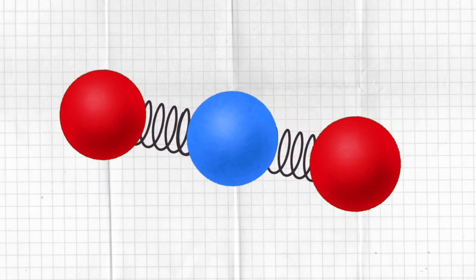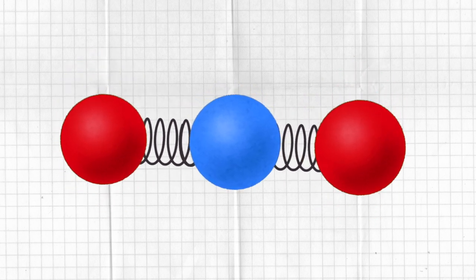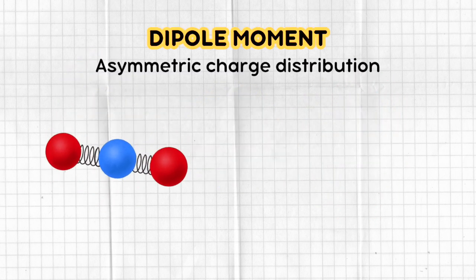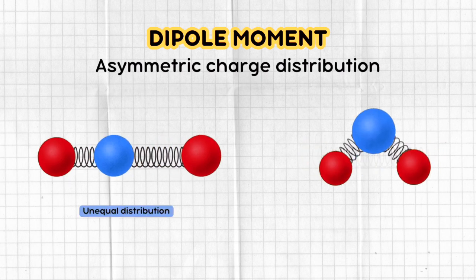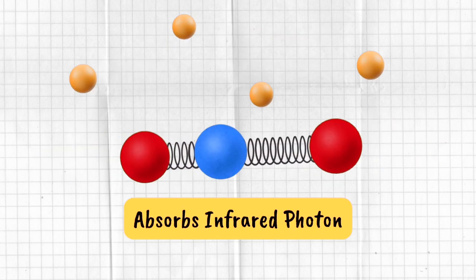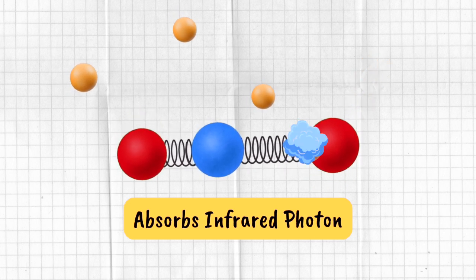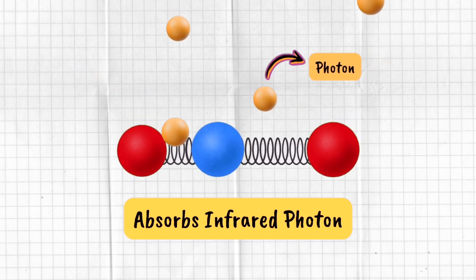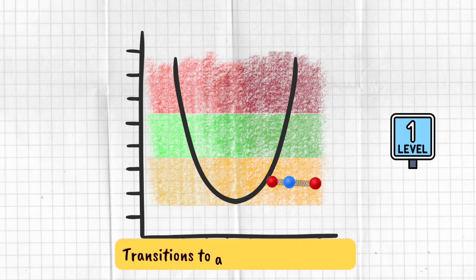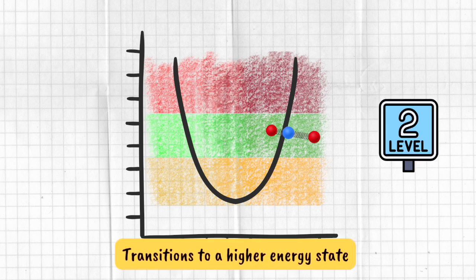These vibrations can sometimes create a dipole moment in a molecule, altering the molecule's charge distribution. In CO2, asymmetric stretching and bending motions create a dipole moment. This dipole moment allows CO2 to absorb infrared radiation. When CO2 absorbs an infrared photon that matches its vibrational level, it transfers to a higher energy state, producing heat. So more CO2 is equal to more heat.